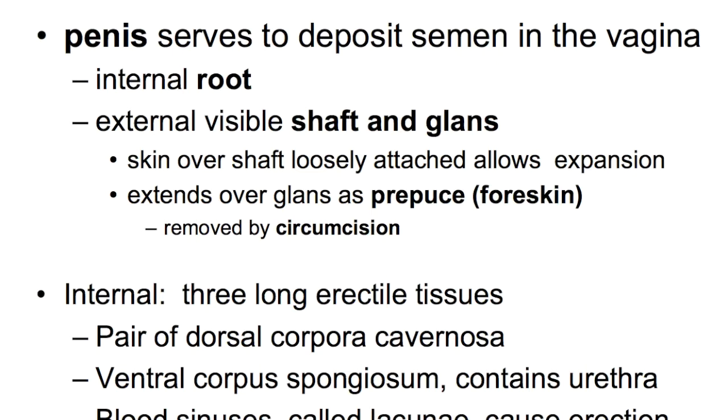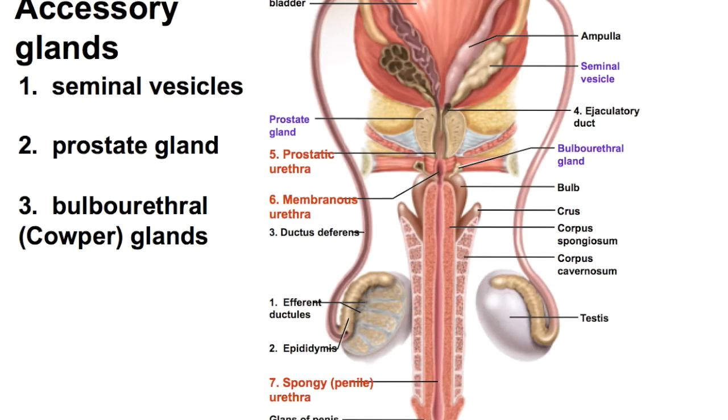Okay, so the structure of the penis, now we're going to talk about the actual penis itself, is important for depositing semen in the vagina. Pretty straightforward. There's an internal root of the penis, which we showed you before in this previous section, that's actually embedded into not the abdomen so much as just below the abdomen.